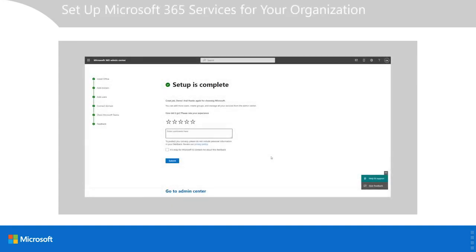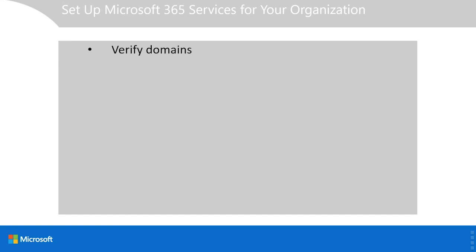Okay, so you've done all that. You've done all your planning, you've fixed all your deployment blockers, and you've set up Microsoft 365. Now what? So the first things you're going to do are, for example, verify your domains. Make sure that whatever domains you want to use with your Microsoft 365 subscriptions are valid, that you've got them set up, and that you're ready to configure them for Microsoft 365.